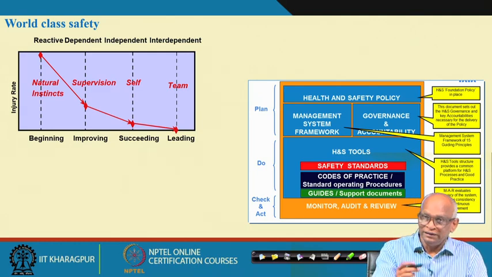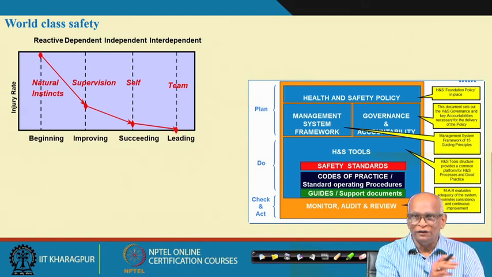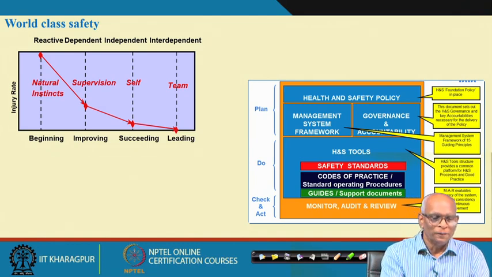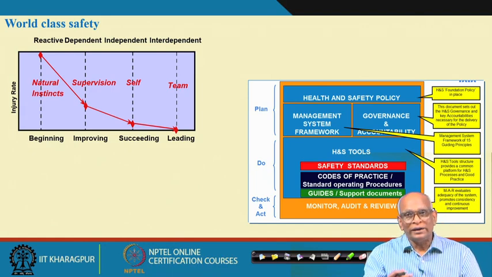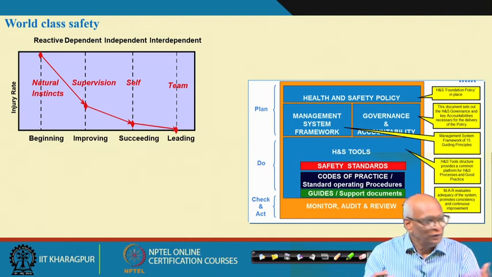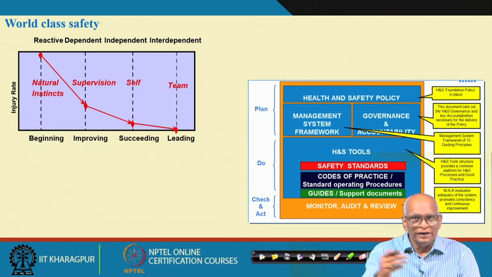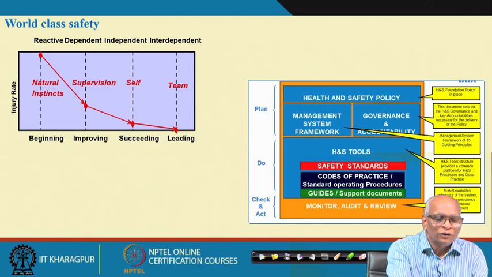Where somebody says, that is called beginners, in the scale of 1 to 4 of world class safety, they are at 1. And some organizations, some people, require guidance. If you give guidance, they will do it. If you help them, they will do it. If the supervisors help, the workers will do. If the officers help supervisors, then supervisors will do. They look for the guidance. That is called, in the scale, improve.